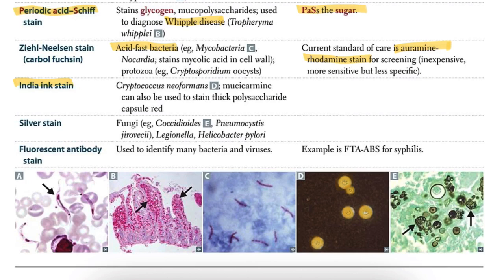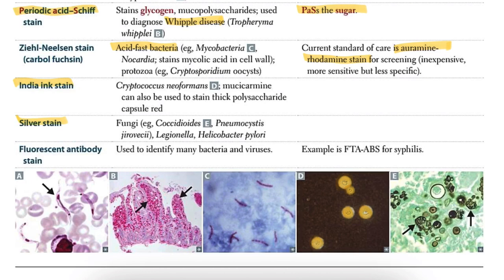Next we can see silver stain. In silver stain we mostly see fungi and some bacteria. So what are the organisms we can see here? Pneumocystis jirovecii, Coccidioides, Legionella, and H. pylori, meaning Helicobacter pylori. This silver stain we use when gram stain fails.